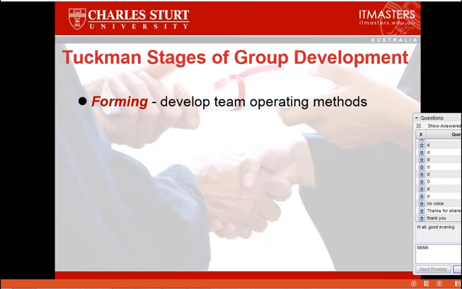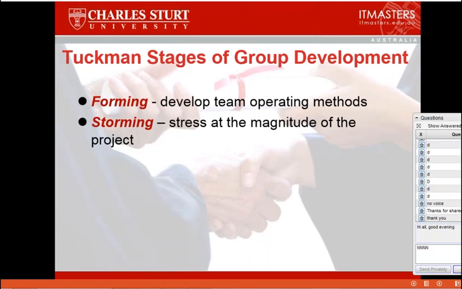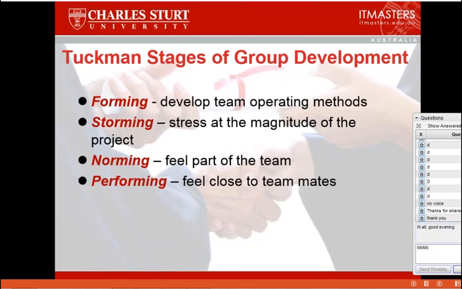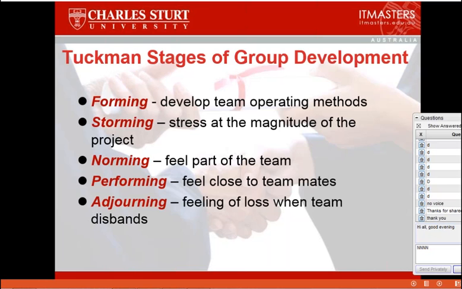Just very quickly, important because these tend to crop up on the exams, Tuckman's stages of group development, which are forming, when the team comes together first. Storming, they're stressed by the magnitude of the project. Everybody is running around like chickens without heads. Norming, you feel part of the team and everybody's beginning to feel relaxed with each other. They then start to move at a high rate and they're high performing. And finally you adjourn, and there's a feeling of loss when the team disbands.